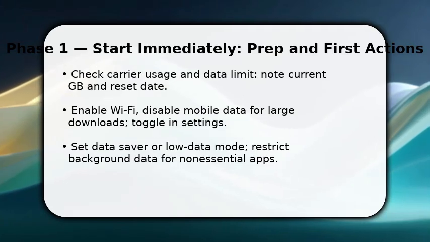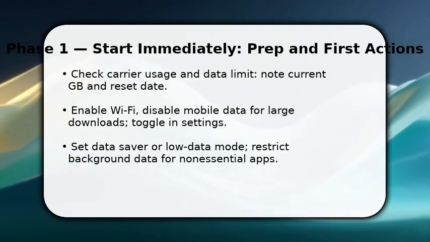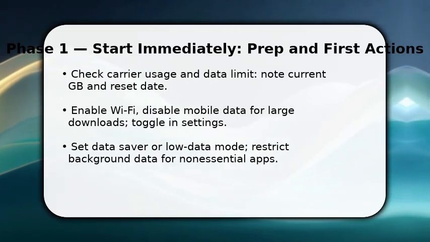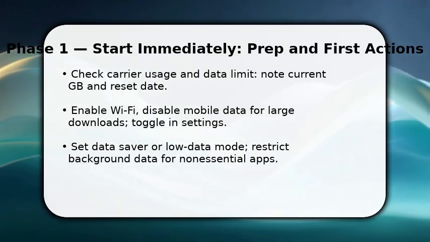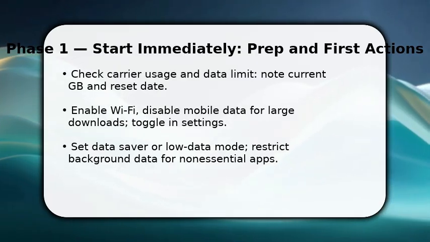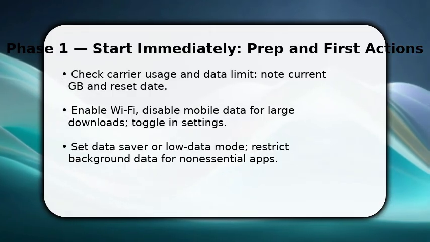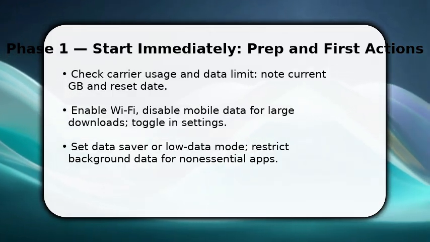Enjoy the video. You begin by confirming where the data went and preventing more loss. First, check your carrier app or phone settings to see GB used and the billing reset date. Then, connect to Wi-Fi and turn off mobile data while you audit apps.